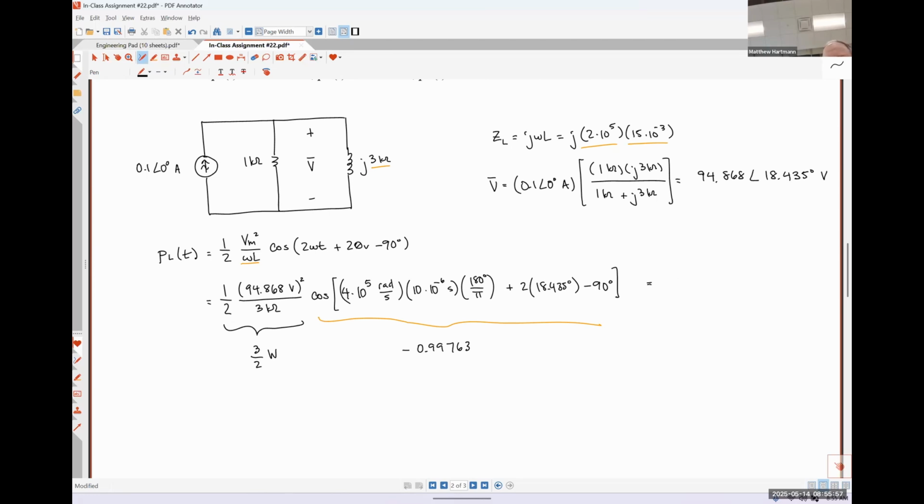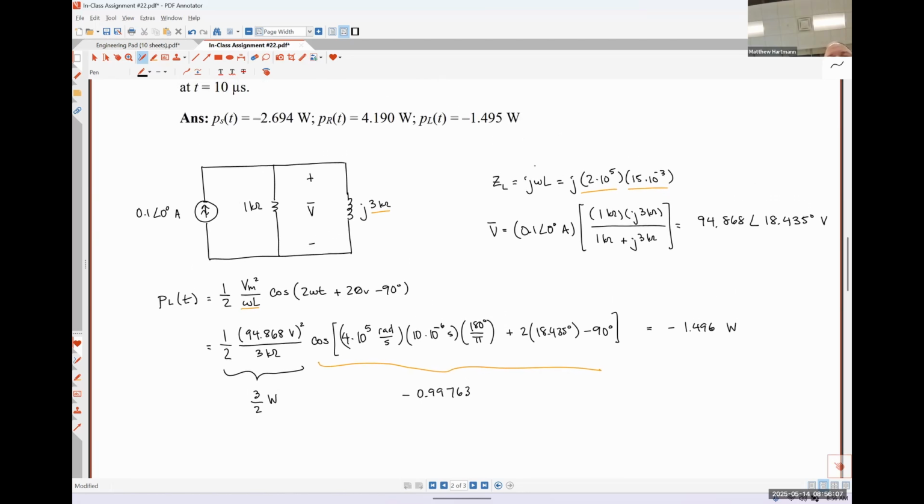I got negative 1.49644. So I'm just going to leave that as 1.496 watts. So looks like I had a smidge of rounding error when I solved it originally. But we got an answer that's close enough for me to think I did everything correct here.